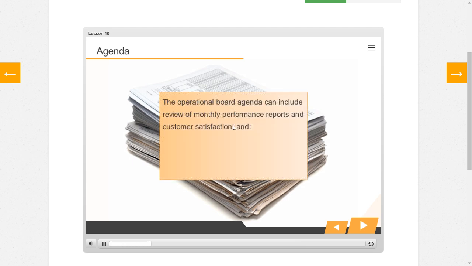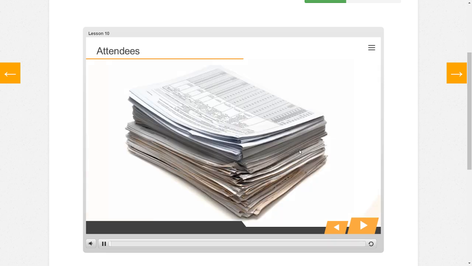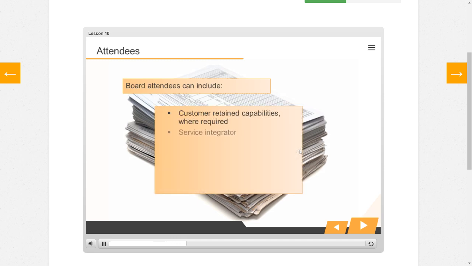The operational board agenda can include review of monthly performance reports and customer satisfaction, actions and decisions, critical and major incident reviews, and review of escalated items. Buttons on the screen. You can see some examples of operational board attendees here.